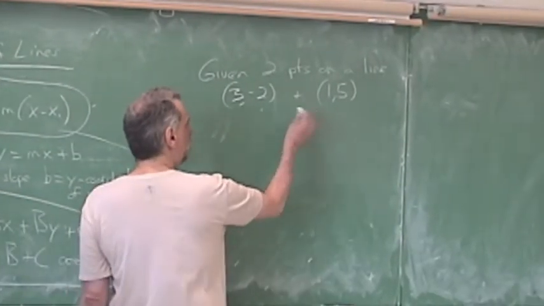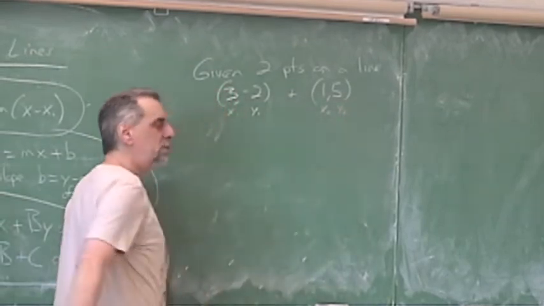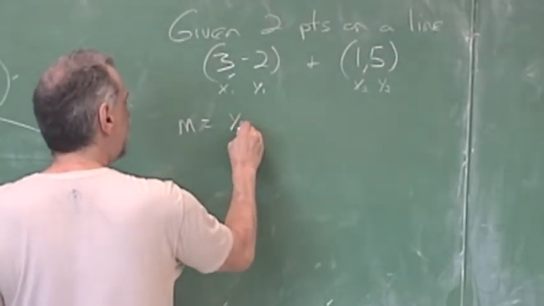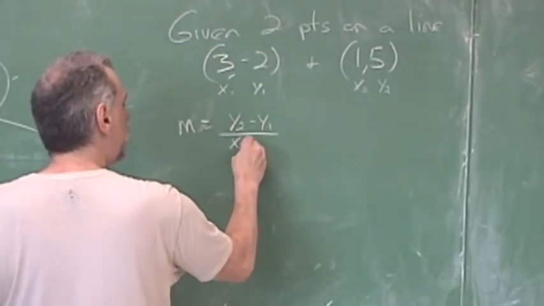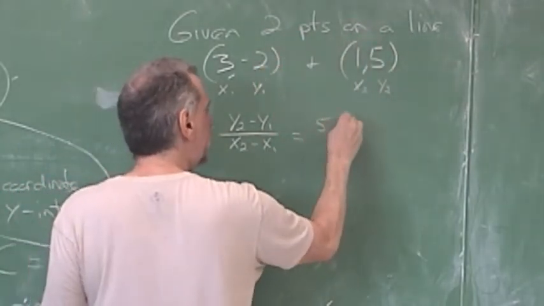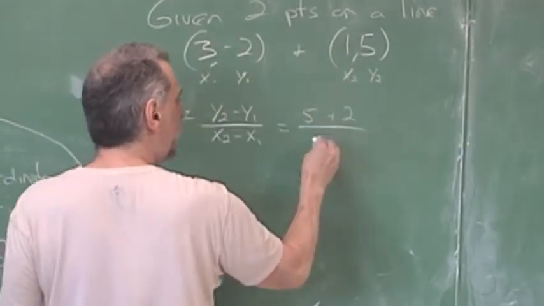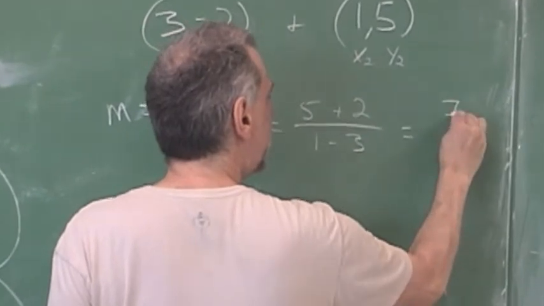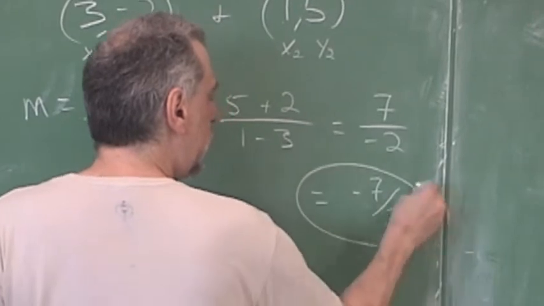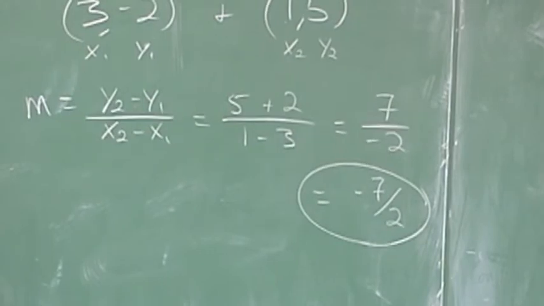So again, it doesn't matter which point you call x1, y1, which point you call x2, y2. Just be consistent once you make that choice. And here we can say the slope again is the difference in the y values over the difference in the x values. So 5 minus a -2, just be careful with the double negatives, and 1 minus 3. So we end up with 7 over -2. We generally like to put the negative in the numerator like that. Okay, so that's our slope, -7 over 2.